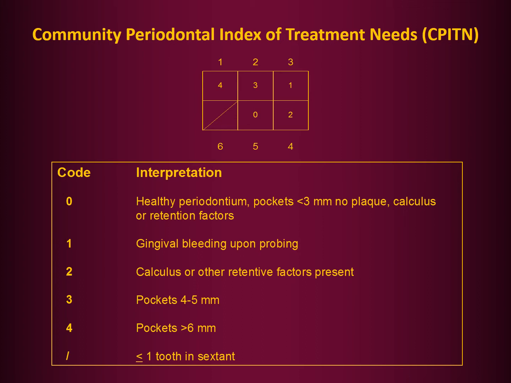2 would be calculus or other retentive factors that are present on the tooth. 3 would be pockets that are 4 to 5 millimeters deep, and 4 would be pockets that are greater than 6 millimeters deep. And a slash through the box would mean that there is less than or equal to 1 tooth in the sextant, so it's not measured.